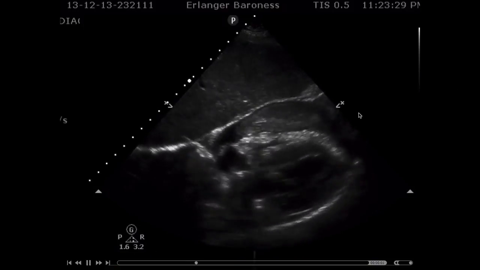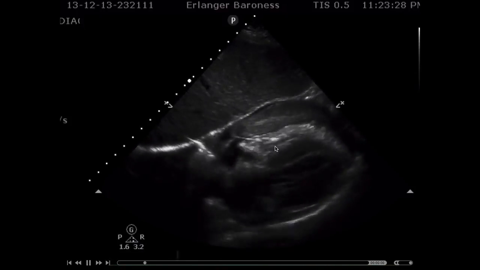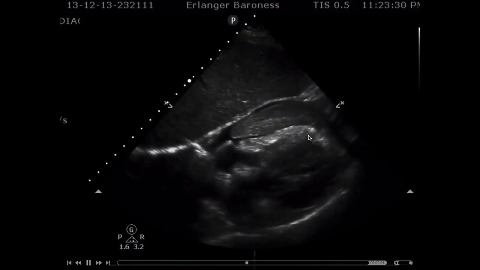Contrast that with this image right here. You have a very large clot in the pericardium and the right ventricle is completely collapsed, unable to fill. This patient definitely has obstruction and has signs of tamponade.